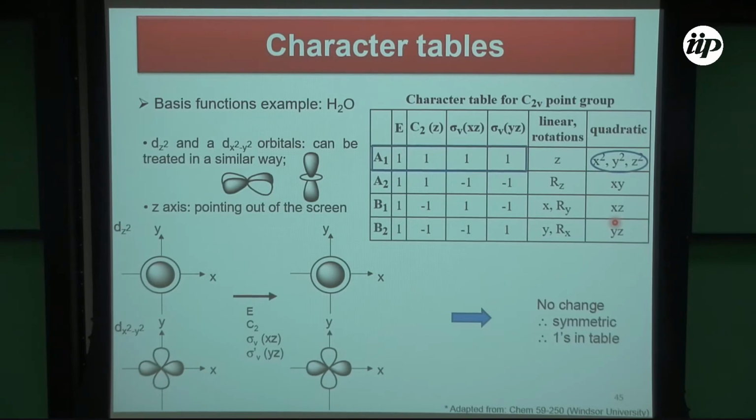So if you have an orbital with some symmetry, and you know that symmetry, you look at the character table and see, oh, okay, this is the symmetry of my orbital. So it would be represented by this irreducible representation here. So this orbital is linked to this one. The xy orbital is linked to this one. The z2 orbital is linked to this one.